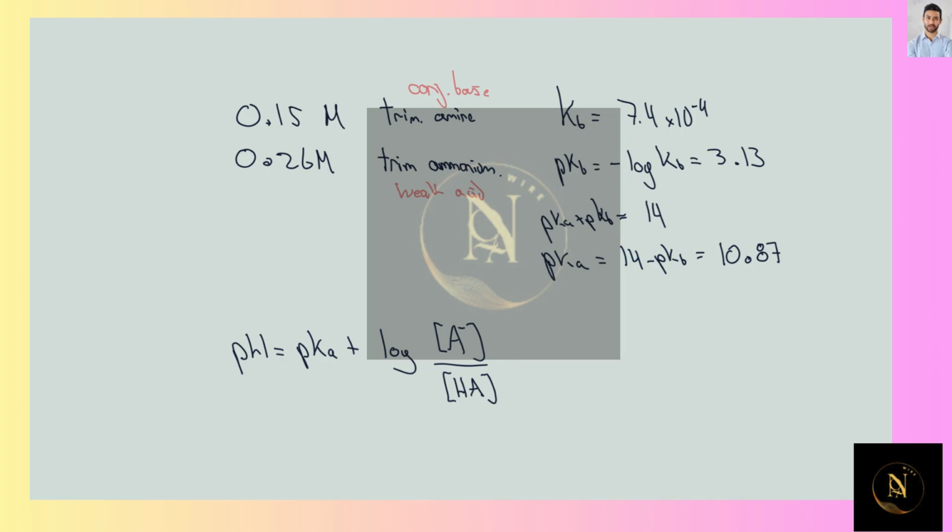For us, these values correspond to 10.87 as the pKa plus the logarithm of the concentration of the conjugate base, which is 0.15, divided by the concentration of the weak acid, which is 0.26. The result for the pH is then 10.63, which is more acidic than the pKa of the compound. This makes sense because we have more of the weak acid than we have of the conjugate base. That would be all.